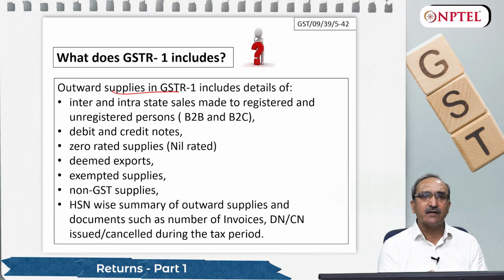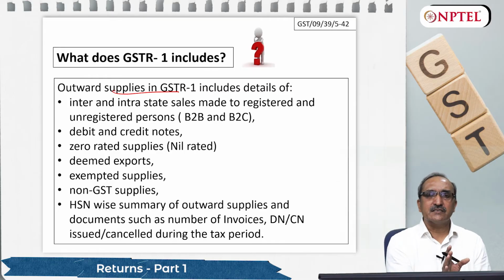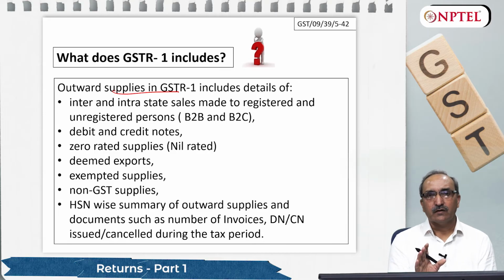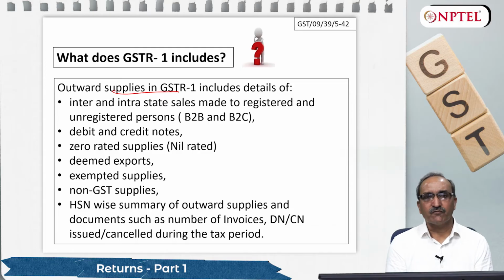So GSTR 1 asks for zero rated supply separately. There is a column given there in GSTR 1. We have to fill that particular column for zero rated supplies. We cannot mix it up. So we have to take care of how data should be uploaded there. But if you have software, definitely the software will take care and data will be uploaded on the GST portal accordingly.